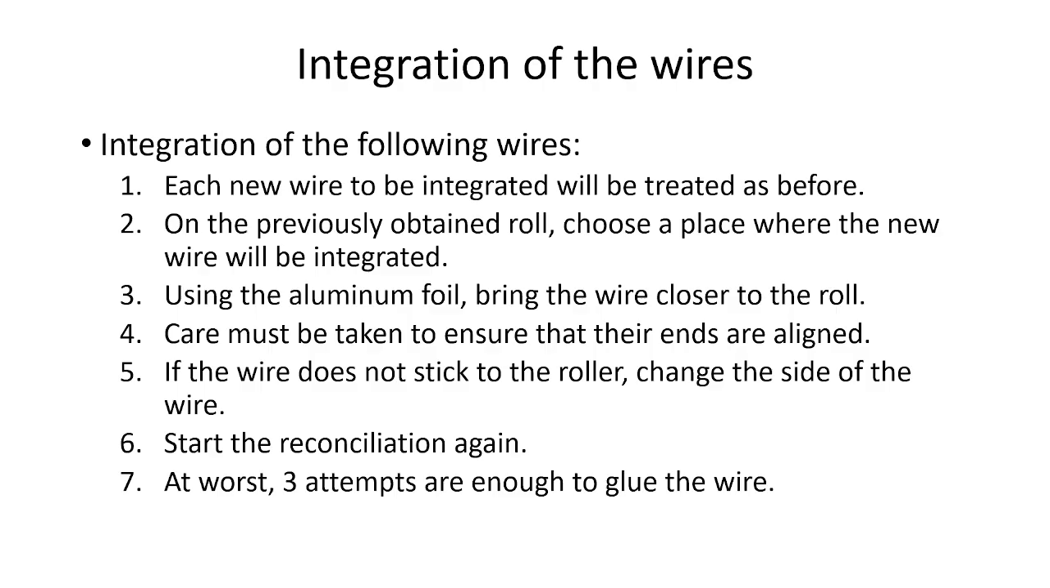5. If the wire does not stick to the roll, change the side of the wire. 6. Start the reconciliation again. 7. At worst, 3 attempts are enough to glue the wire.